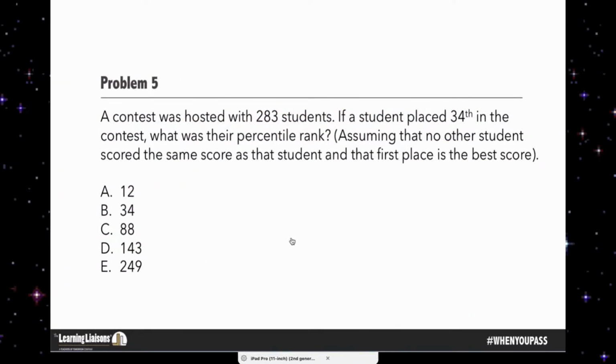A contest was hosted with 283 students. If a student placed 34th in the contest, what was their percentile rank, assuming that no other student scored the same score as that student, and that first place is the best score? 12, 34, 88, 143, or 249?